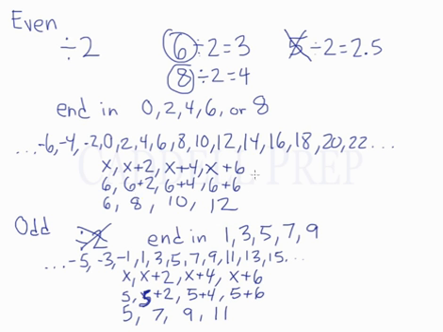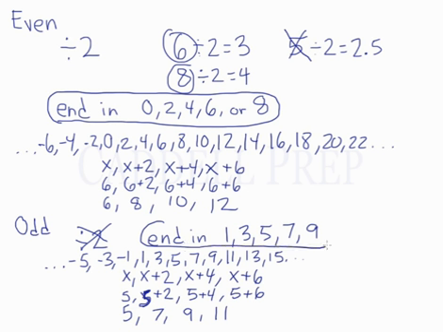So just to recap, the most important thing about even, to identify it right away, it ends in 0, 2, 4, 6, or 8. Odd numbers end in 1, 3, 5, 7, or 9.